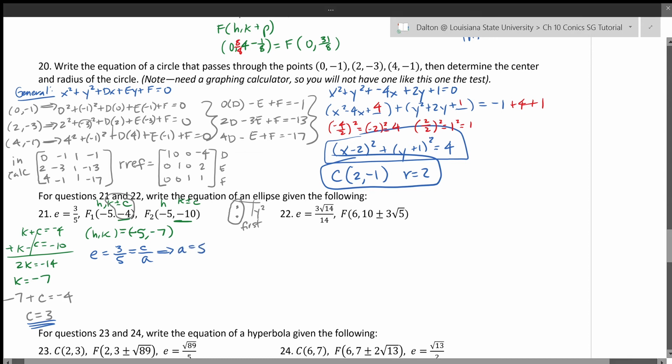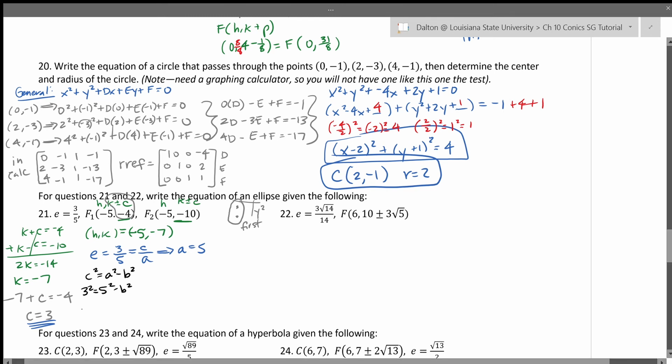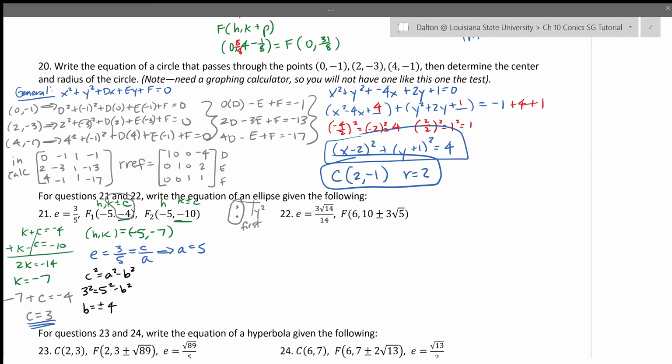In an ellipse, we know that the relationship between a, b, and c is c squared is equal to a squared minus b squared, because we know a has to be bigger than b. So if I know c is 3, then 3 squared is equal to a squared, which is 5 squared, minus b squared. So I get 9 equals 25 minus b squared. If I subtract 25 minus 9, move b to the other side, I get 16. So b is going to equal plus or minus the square root of 16, which is 4. And that's all I need to write my equation. I have h, k, a, and b.